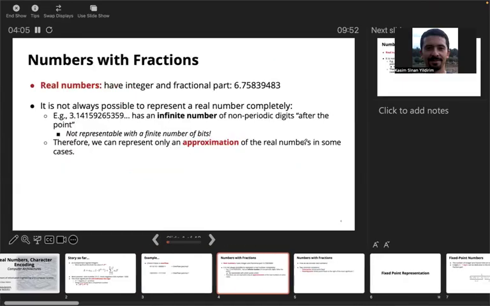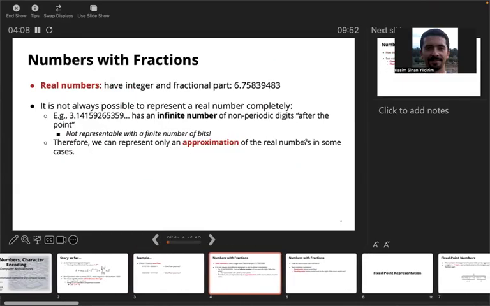All right. Now another story. We had integer numbers for which we use 2's complement representation. What about real numbers or numbers that have fractions, like for example here, 6.75839483. We have an integer part and we have a fractional part, right? The number is not an integer only, it has also a fractional part.